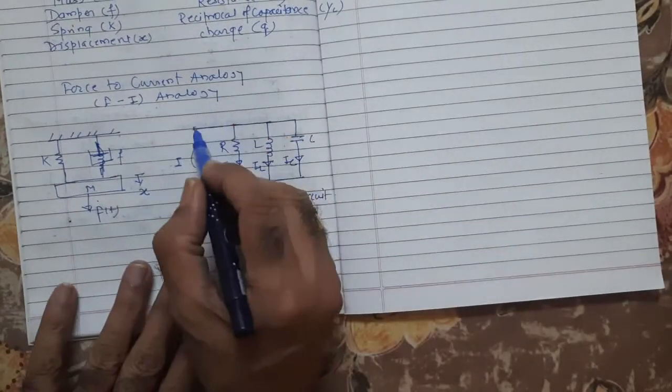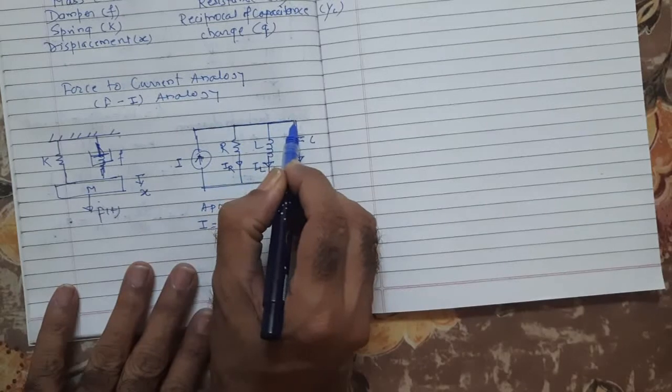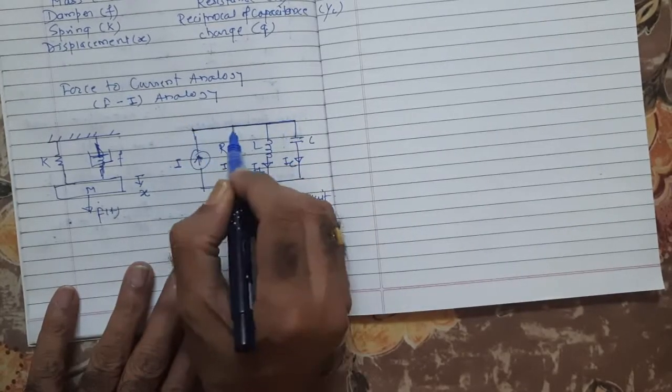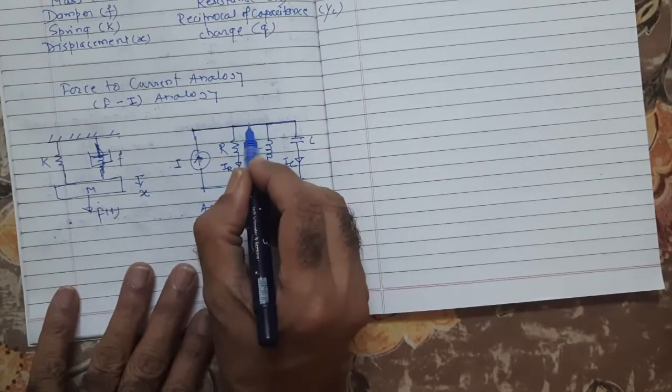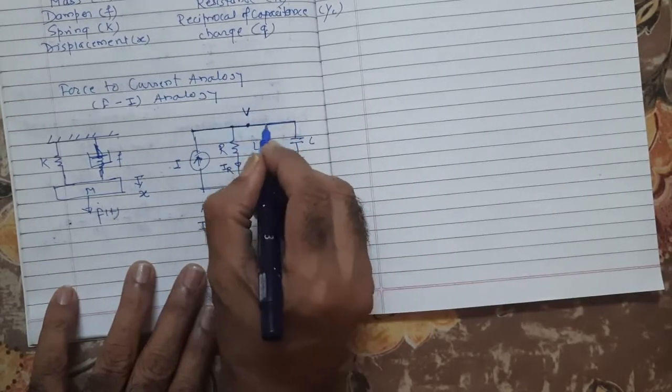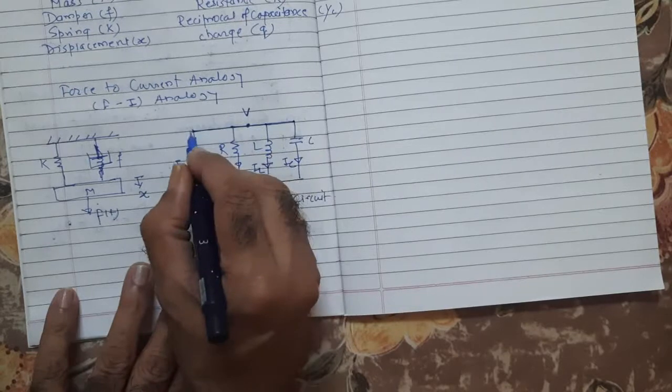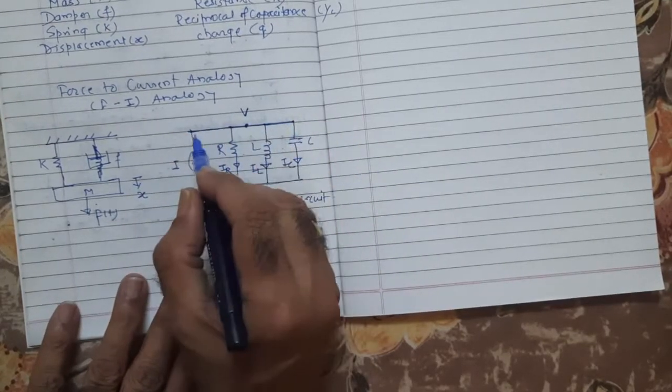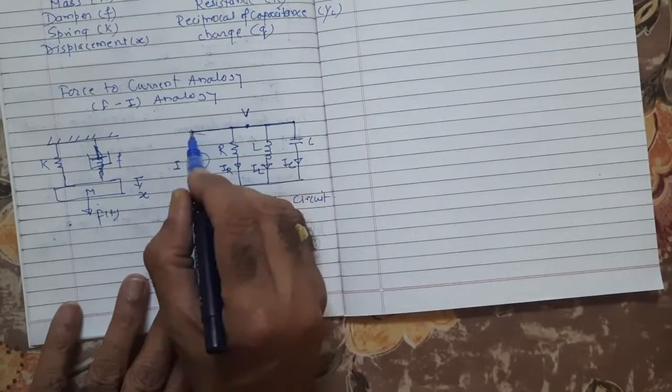Now see here, this current is divided into three parts. Here we assume that the voltage is V. The voltage at this point and the voltage at these points will remain the same, because it is an equipotential point.